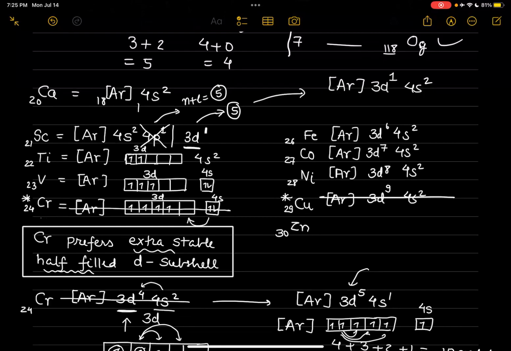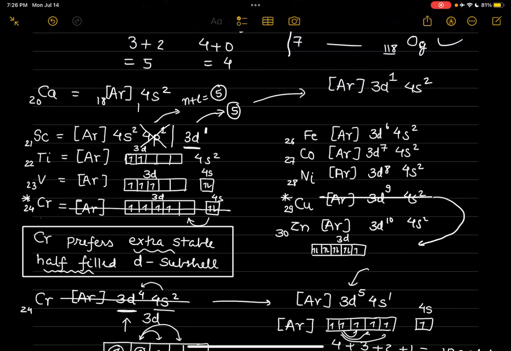Let's complete zinc. So 30 is 4s2 and 3d10. Got it? Argon, 4s2 and 3d10. So what is the exception in copper, that you are having not 3d9, but instead of 3d9 you have 3d10? What reason will you say?